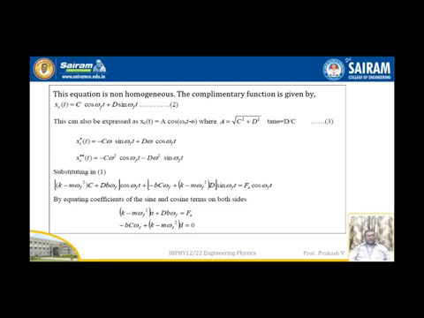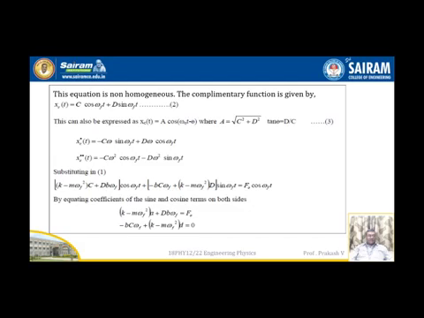Consider this as equation number 2. So here x_c(t) = A cos(ω0 t - θ), where A = √(C² + D²) and tan θ = D/C. Consider this as equation number 3 now. The sine and cosine terms on both sides can be expressed as (k - mωf²)C + bωf D = F0 and -bωf C + (k - mωf²)D = 0.